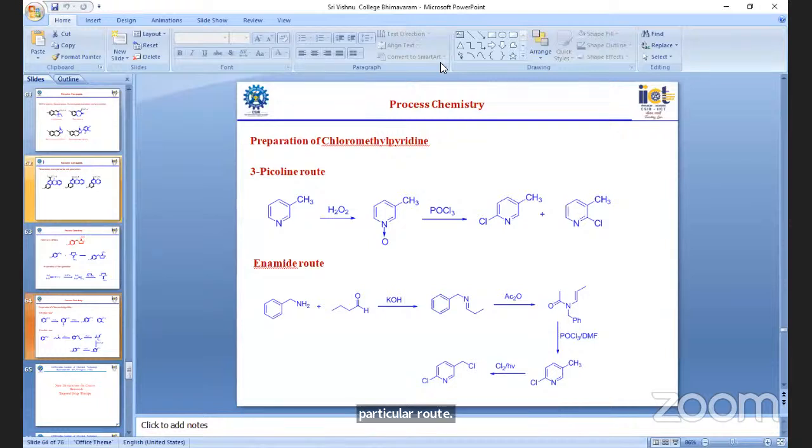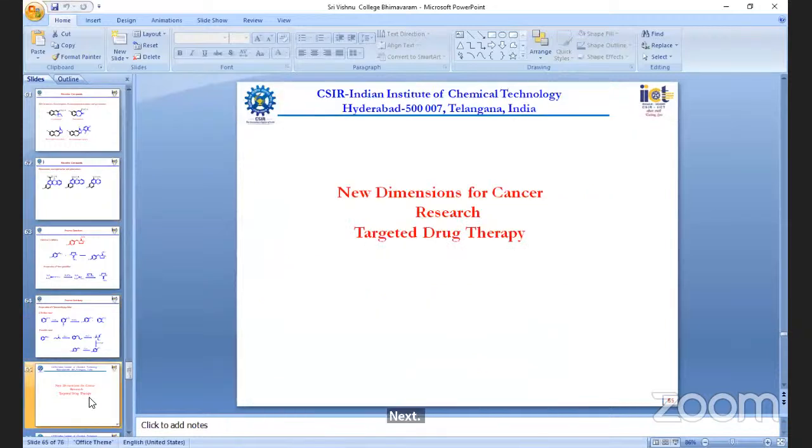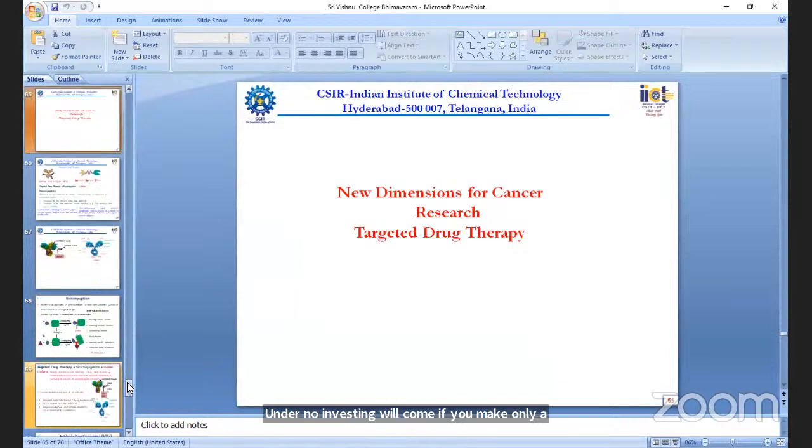Ultimately, you have to make it with commercially available chemicals, in a cost effective way, so that only industrially available material is used. Otherwise, it is very difficult to make the industrial process. And no industry will come if you make only a commercial process. Industry will come, they will take it and they will give it to society.